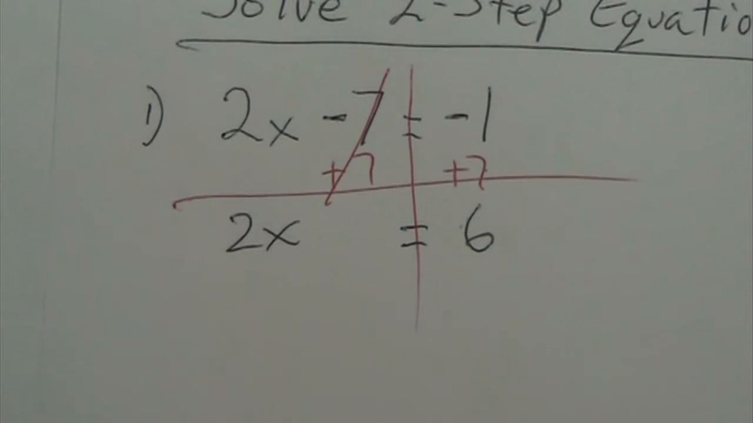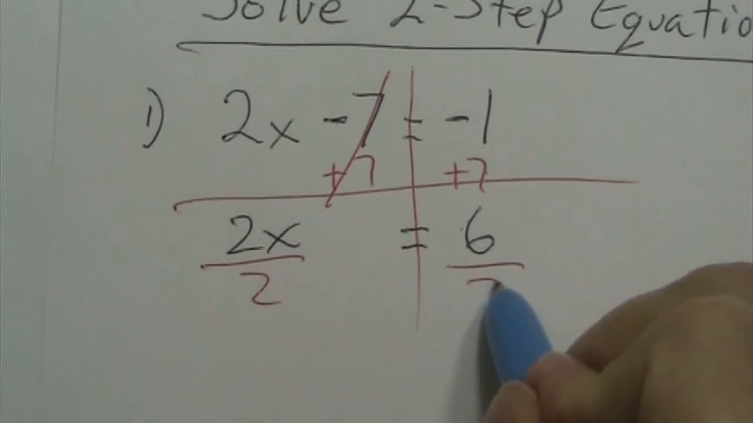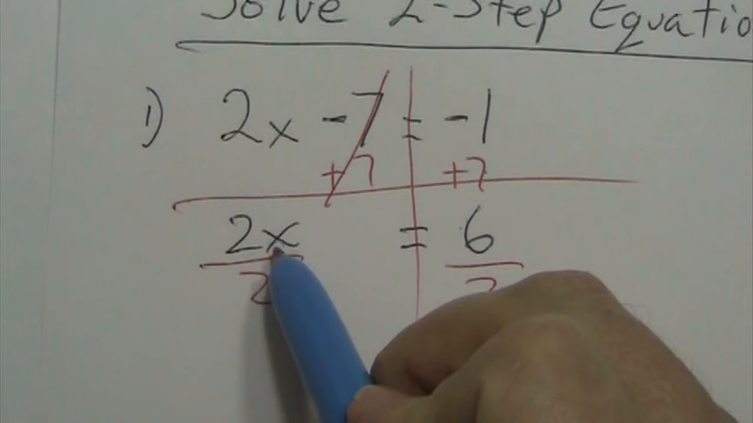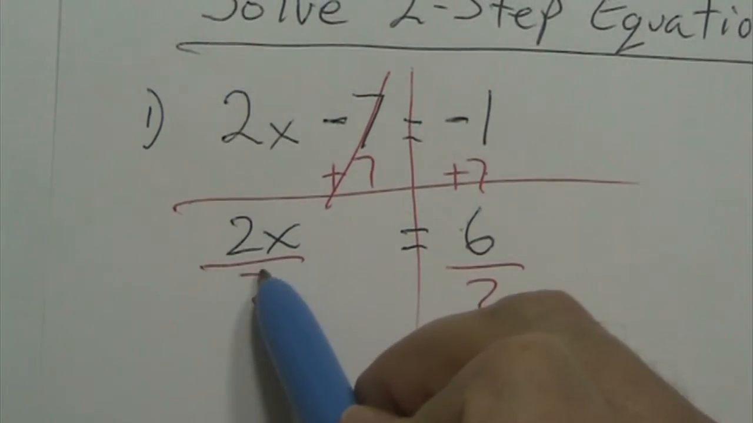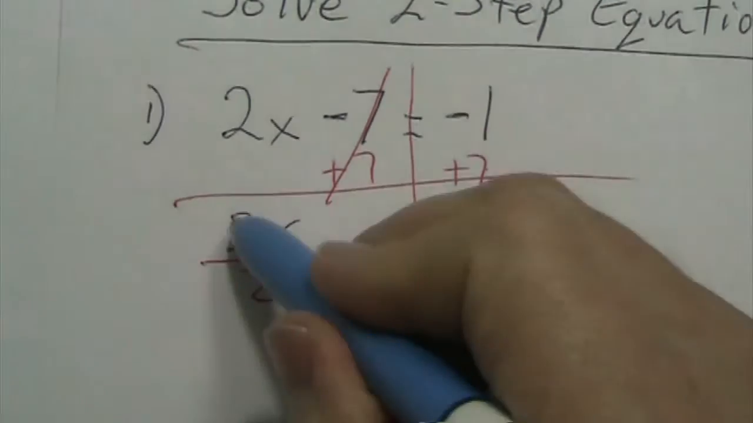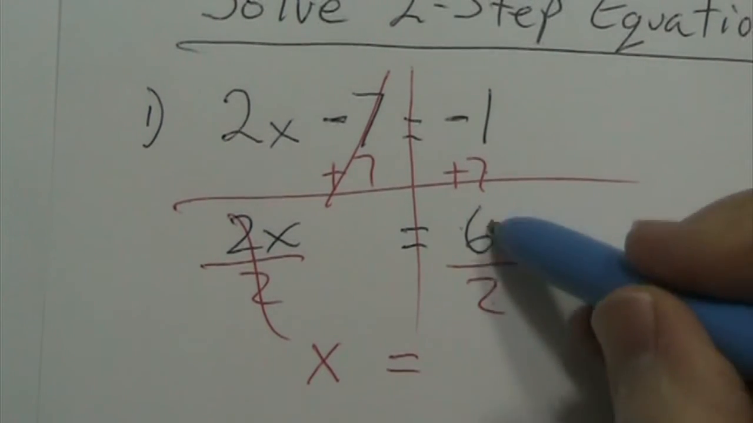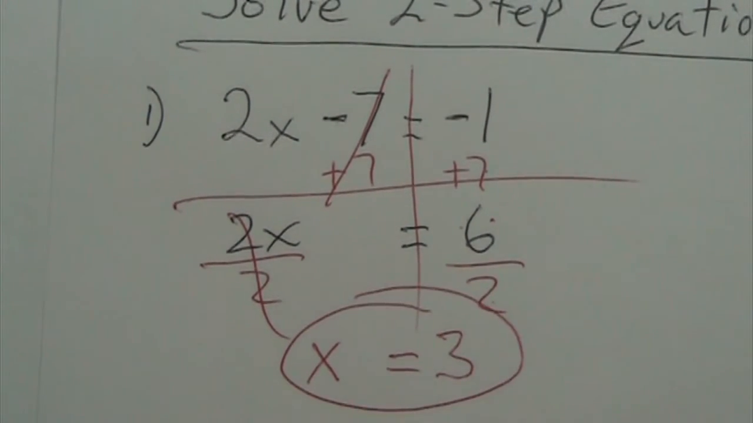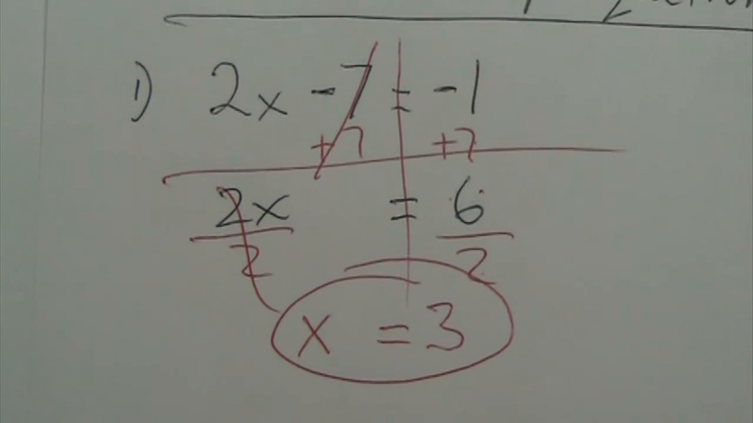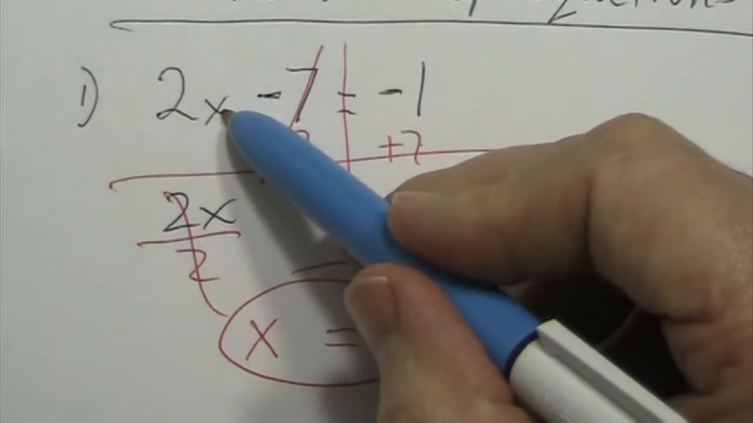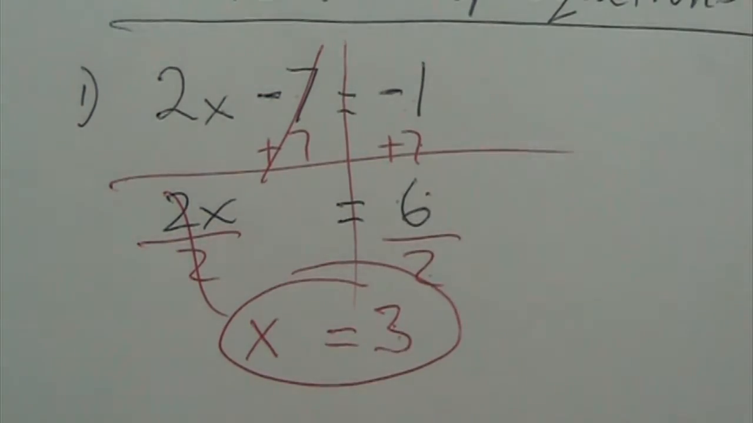Then you can look at the answer and tell, but if you did not know, you would simply divide by 2. You want to do the opposite operation. This is times x. So, x times 2, so I would just divide by 2. But you have to do it to both sides. 2 goes in the 6 3 times. Remember, you can always check it by plugging the number in to see if it works. 3 times 2 is 6. 6 minus 7 is -1. It works.